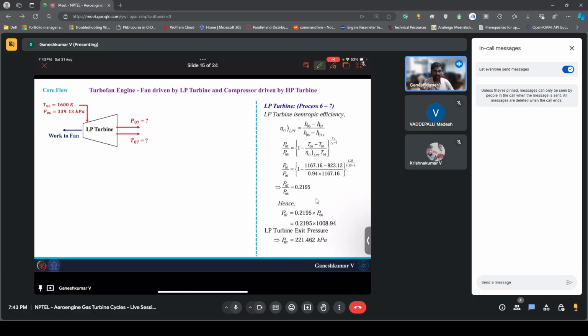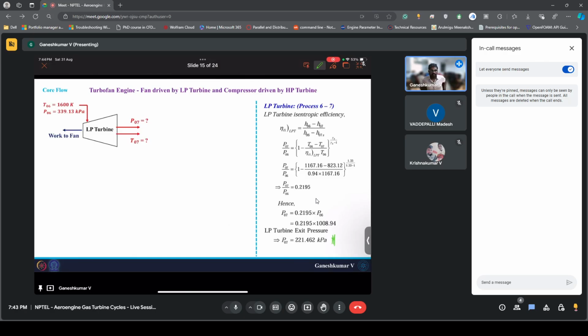You have found the temperature at the exit, which is around 837 Kelvin, right? Now you need to find the pressure also at the exit. In the pressure, we already found out the pressure at the LP turbine exit was 221.462 kilopascal. Let's see what would be the pressure. If you want to guess, would the pressure be the same or would it be different? That is something you need to think about.